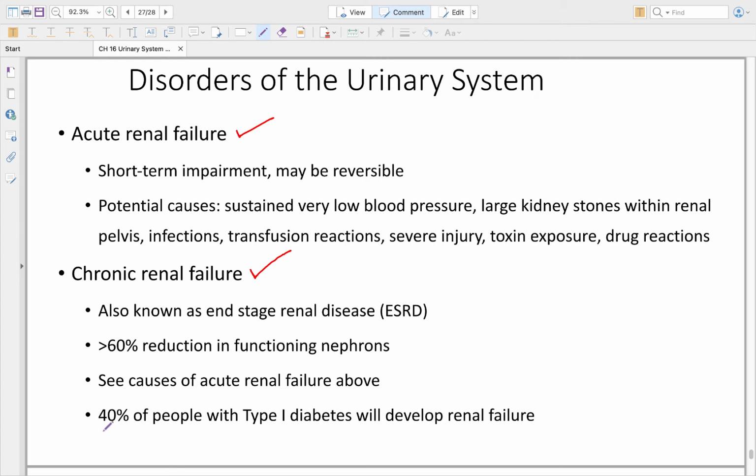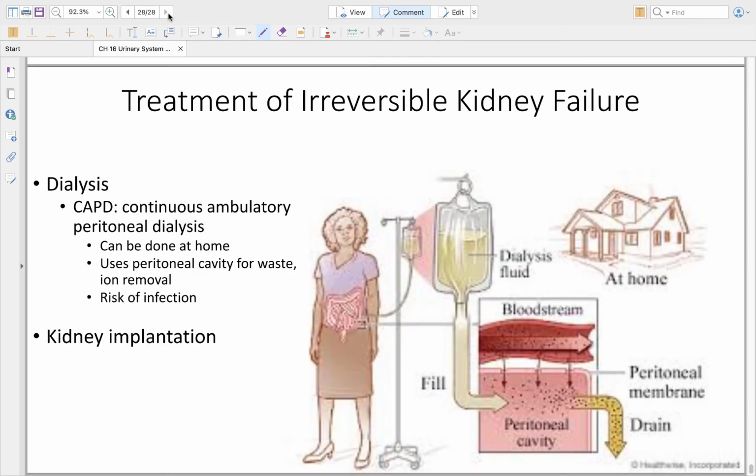And this is an important fact. 40% of people with type 1 diabetes eventually do develop renal failure. And so we do have dialysis, we have kidney transplantation, and they even have dialysis that can be done at home.